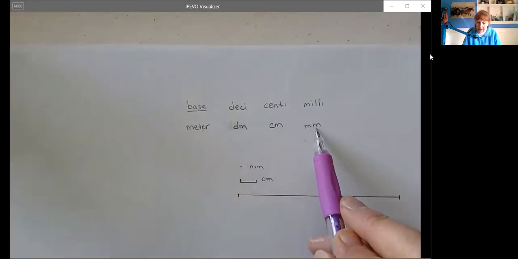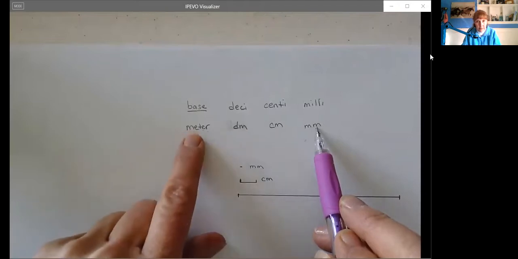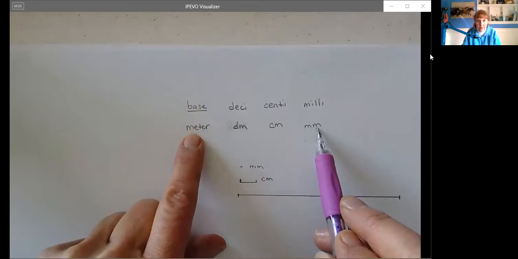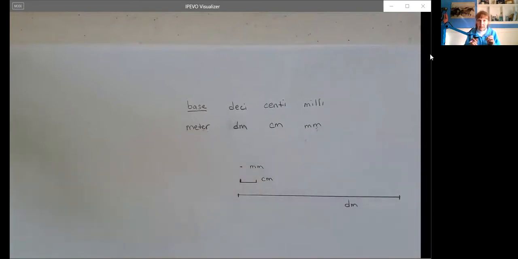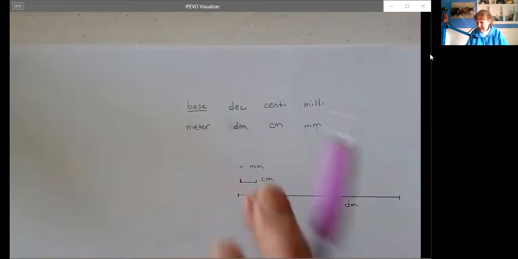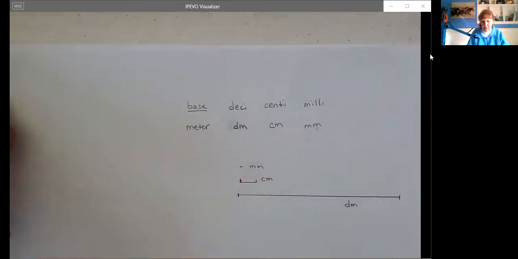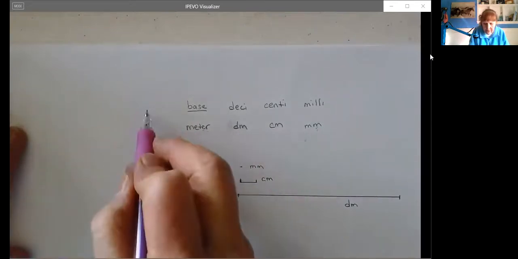Now, if you think about it, this right here is very small, so you're going to need a lot of these to make one of these. So if you have 1 meter, you have 1,000 millimeters. If you have 2 meters, you have 2,000 millimeters. Just to give you an idea of the size. Deci is not used very much, and another unit that's not used very much is called the deca.